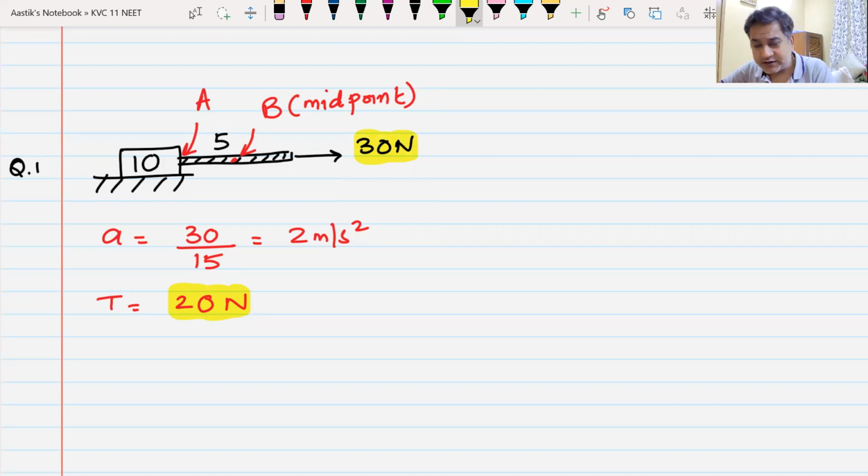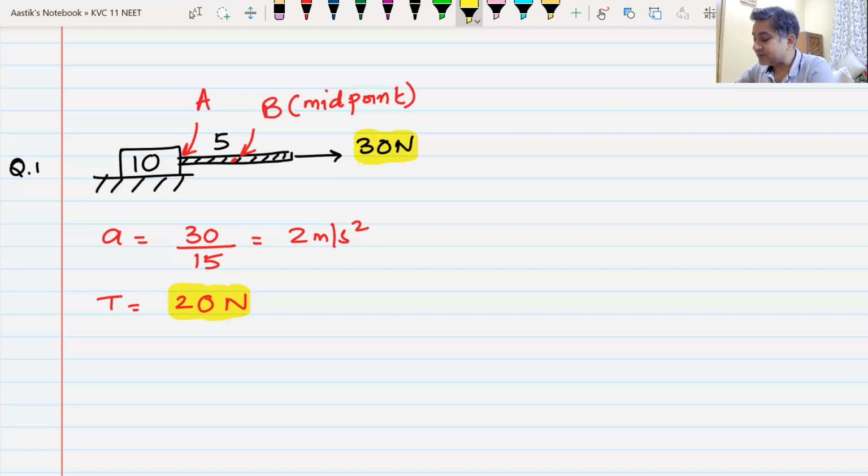So the tension at midpoint, from here also you can understand this. One end it is 20, other end it is 30. So what is at the middle point? 10 Newton. How much? 10. At one end it is 20, at the other end it is 30. How can it be 10 at the middle? Cannot be. It is going to be 25 at the middle.